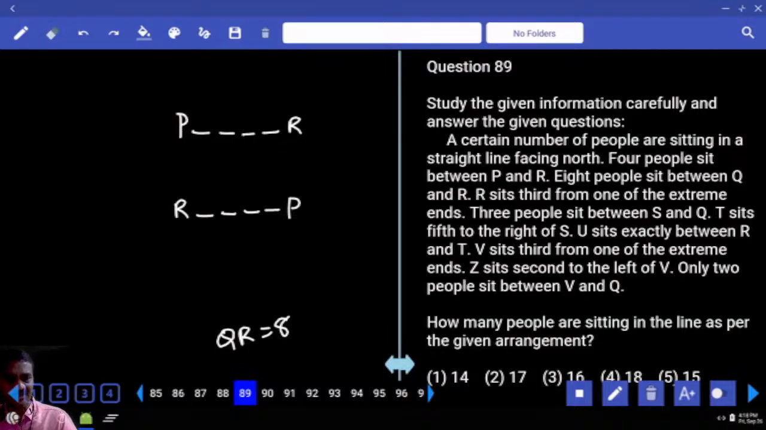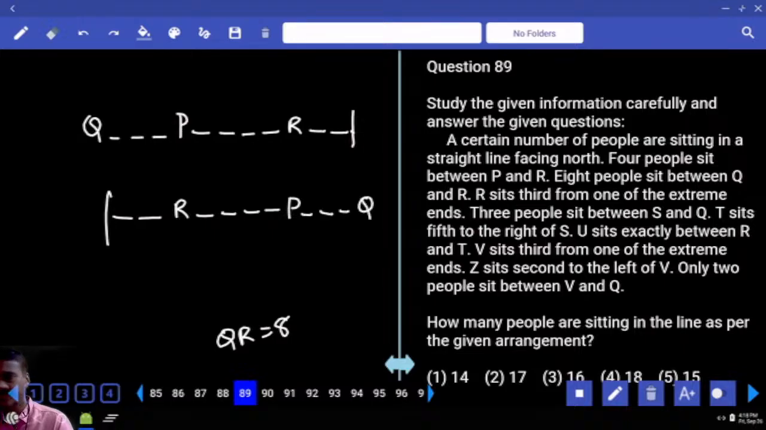Then R sits third from one of the extreme ends. Now Q and R, 1, 2, 3, 4, 5, 6, 7, 8. Now Q will be here. R is third from one of the extreme ends. 1, 2, 3, 4, 5, 6, 7, 8. Q is done. And 3 people between S and Q.